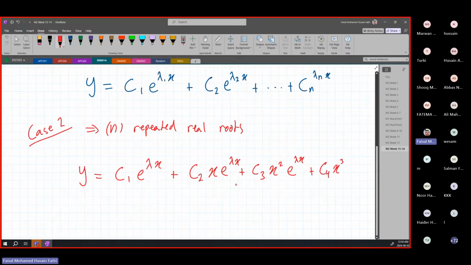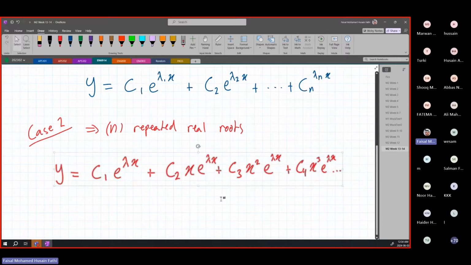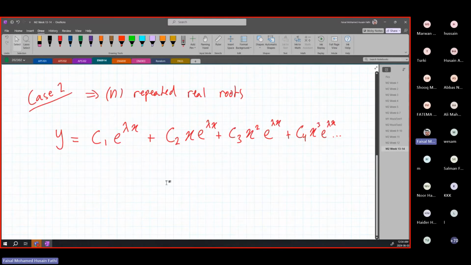c4 x cubed e to the power of lambda x, and it will keep on going for as many repeated real roots as you have, but you're never going to get more than this many. So this is what it basically means. I believe the equation given to you in class looks a bit different than this. It looks very complicated, you have k and all of that, but do not confuse yourselves with the k. This is basically what it means.